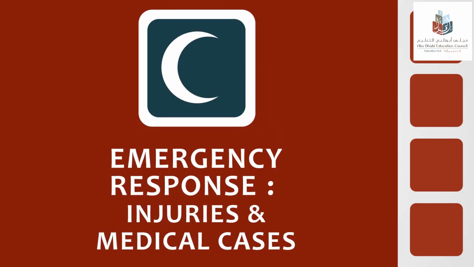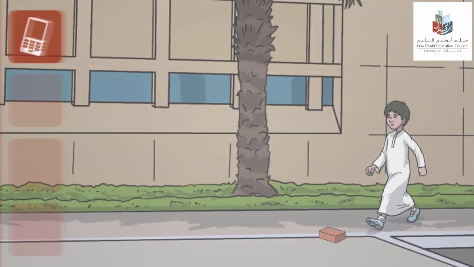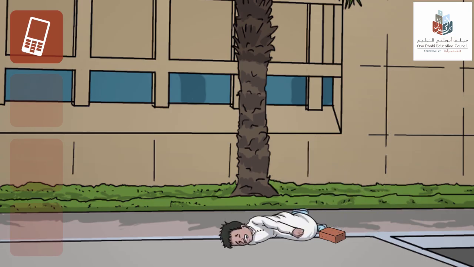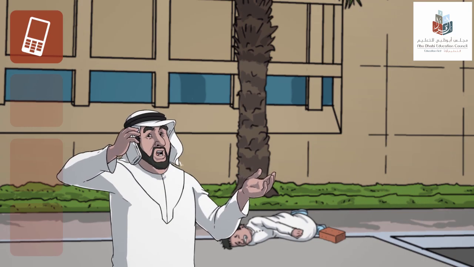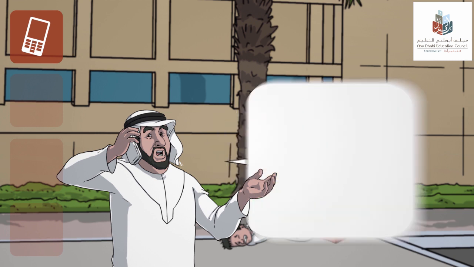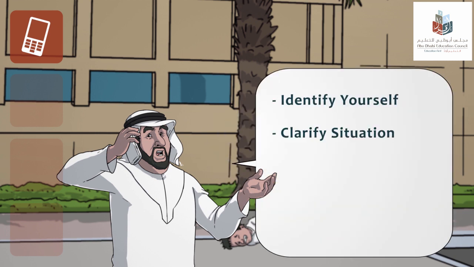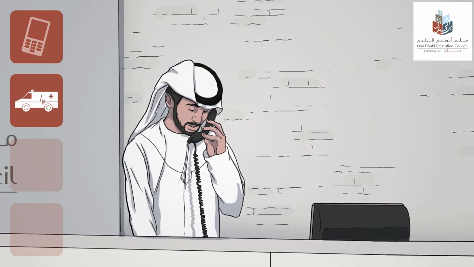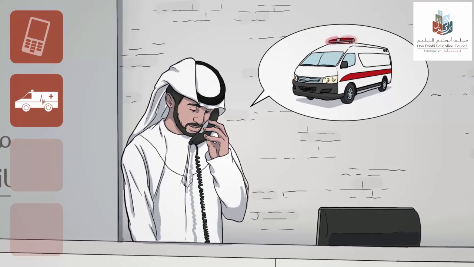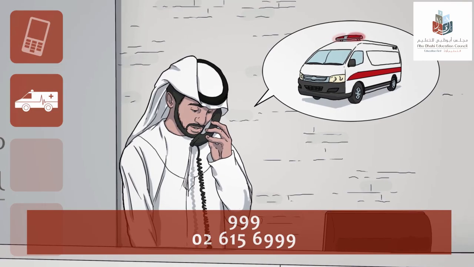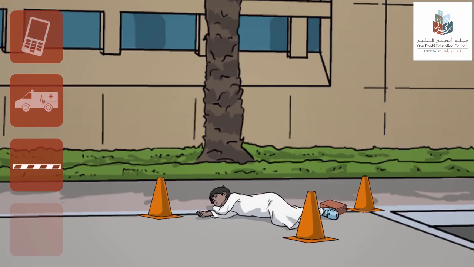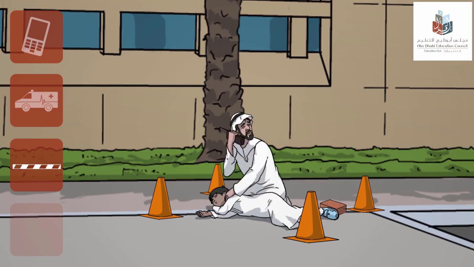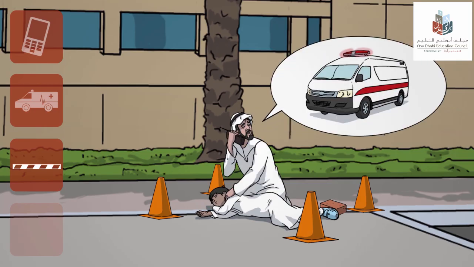Emergency response in case of injuries and medical cases. In case of injuries and medical cases, stay calm and notify the EHS officer and security guards immediately. Identify yourself, clarify the emergency situation and what happened, specify the number of injured persons, identify the location, then wait for instructions. The EHS officer and security guards will immediately call and notify the ambulance at 999. Secure the accident scene and assist any injured persons until the ambulance and medical rescue team arrive.